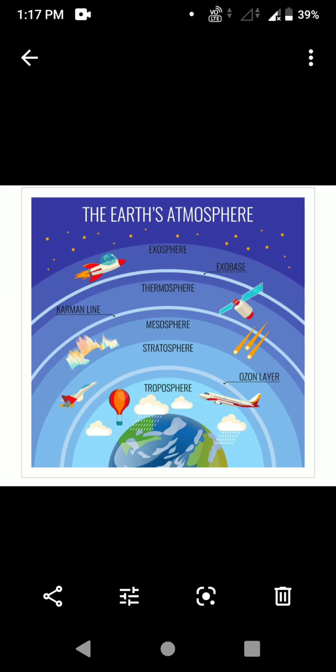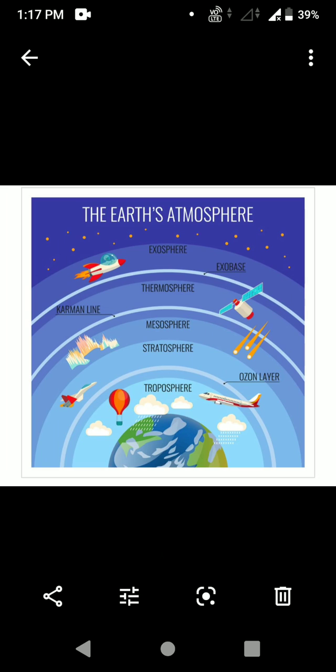This is a very, very important question. Which sphere is considered the weather making layer? Can you say? Yes, very good. That is the troposphere. So the troposphere is also called the weather making layer. The upper portion of this troposphere is called the tropopause.